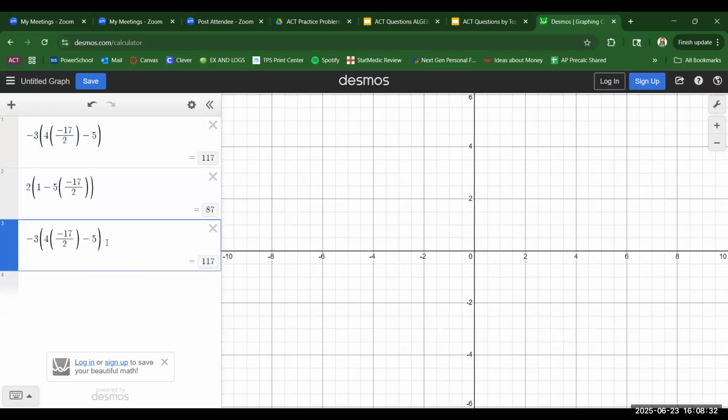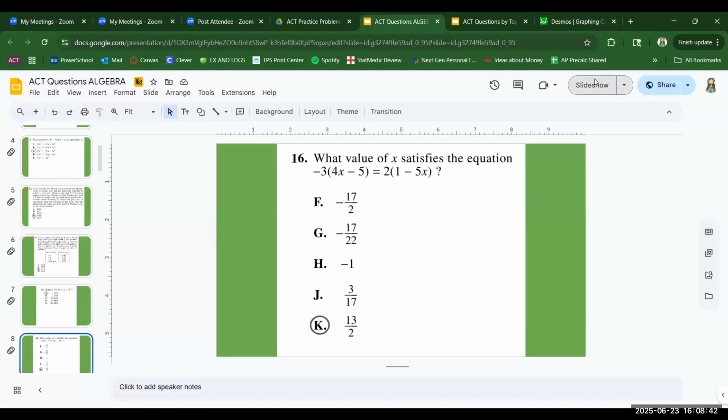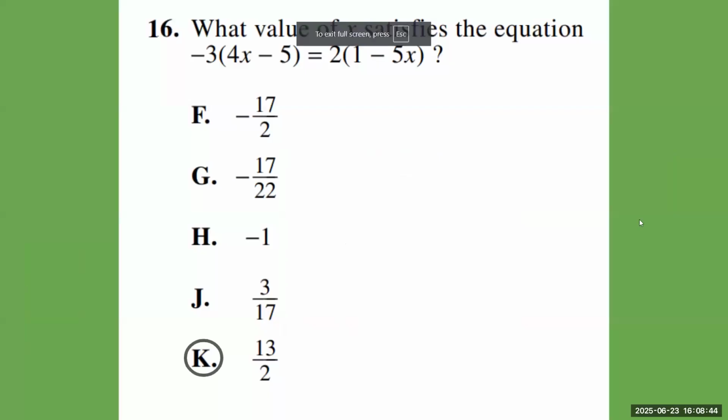So that's all I wanted to show you how Desmos works, but hopefully you like one of those ways. Maybe some of you math nerds actually like working out the problem like Miss Johnson. All right, so the correct answer is 13/2.